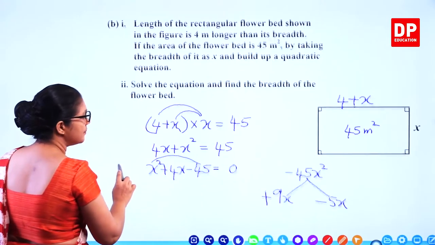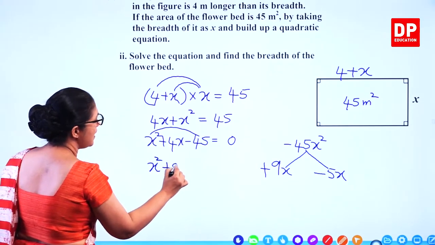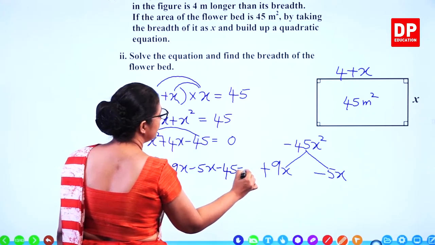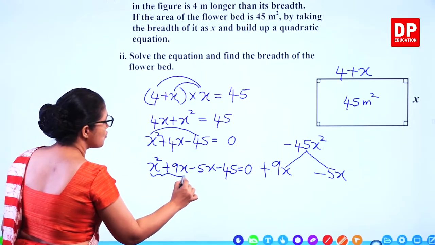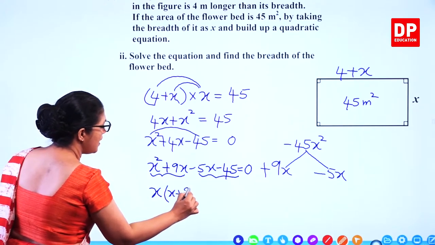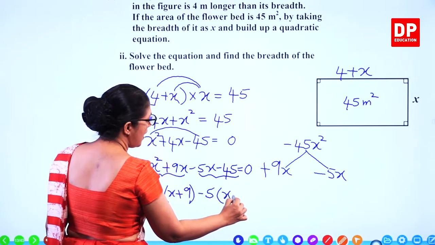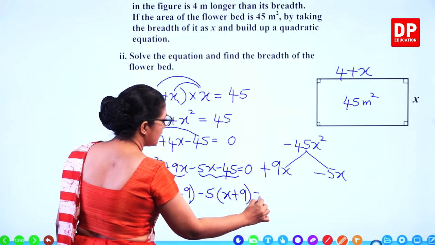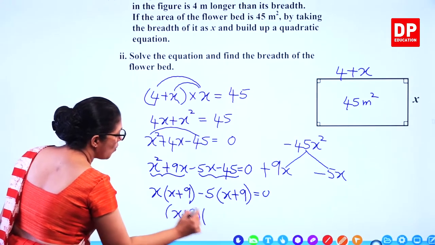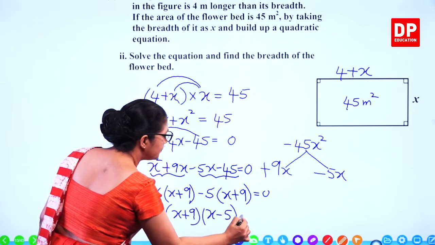So you can split the middle term into plus 9x and minus 5x. Take the first two and last two terms separately. When you take x out, that's x plus 9. When you take minus 5 out, what's remaining? x plus 9. Now x plus 9 is common. Take it, and what's the other factor? You get x minus 5.